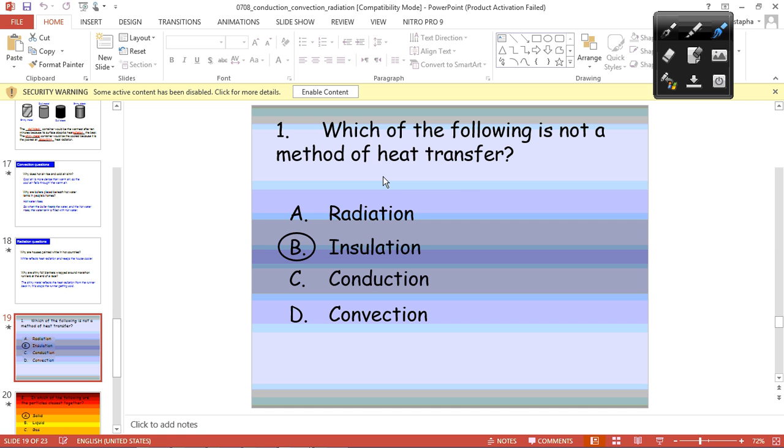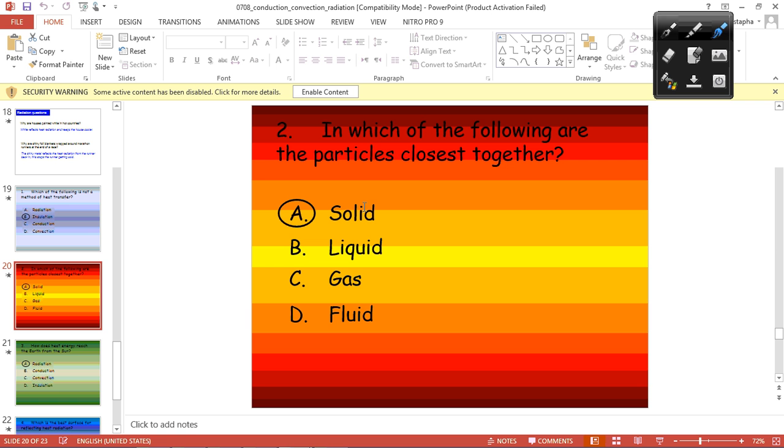So the next one, which of the following is not a method of heat transfer? Radiation is a method, conduction is a method, and convection is a method, but insulation is never a method of heat transfer. Now the next one says, in which of the following are the particles closest together?